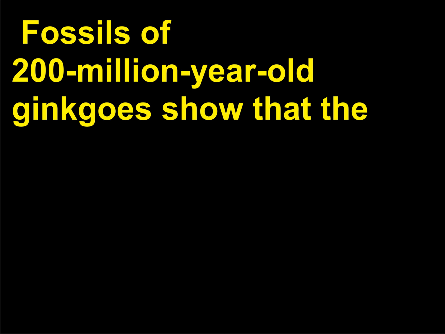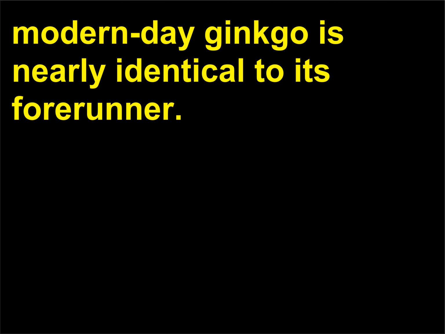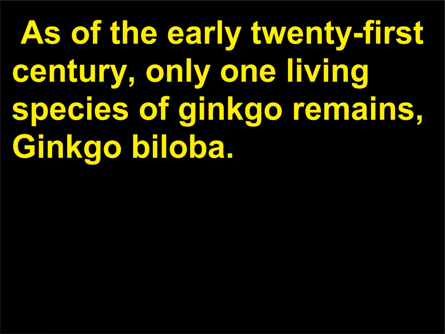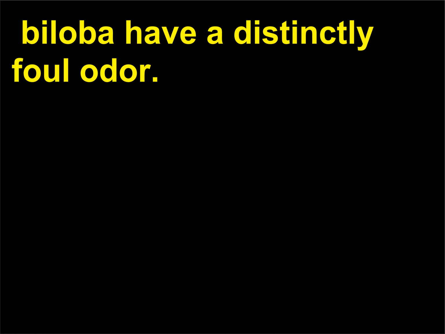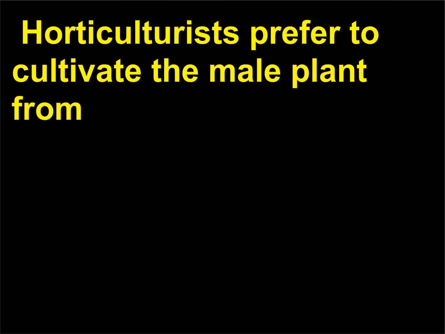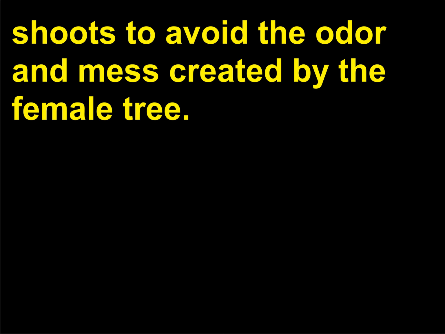Fossils of 200-million-year-old ginkgos show that the modern-day ginkgo is nearly identical to its forerunner. As of the early 21st century, only one living species of ginkgo remains, Ginkgo biloba. The fleshy coverings of the seeds produced by females of the species G. biloba have a distinctly foul odor. Horticulturists prefer to cultivate the male plant from shoots to avoid the odor and mess created by the female tree.